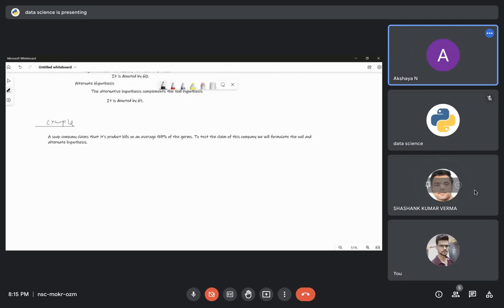Cool. Now we are going to understand hypothesis testing. Okay, so in order to do the hypothesis testing, now we understood the different types of hypothesis, null hypothesis and alternative hypothesis. Now, in order to do the hypothesis testing, we have to keep a few things in our mind.